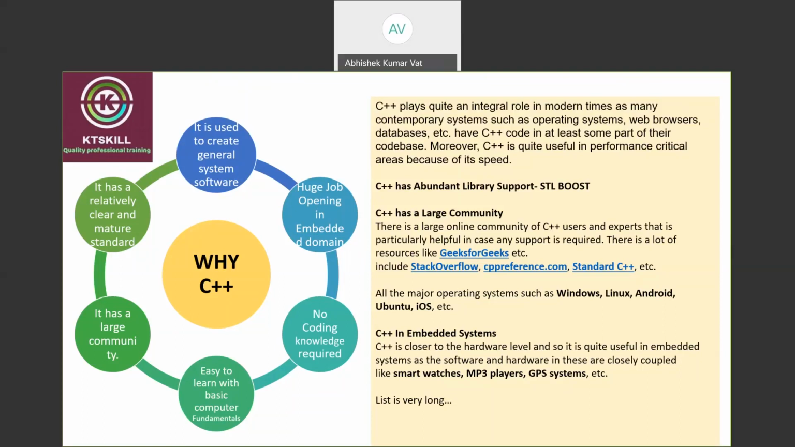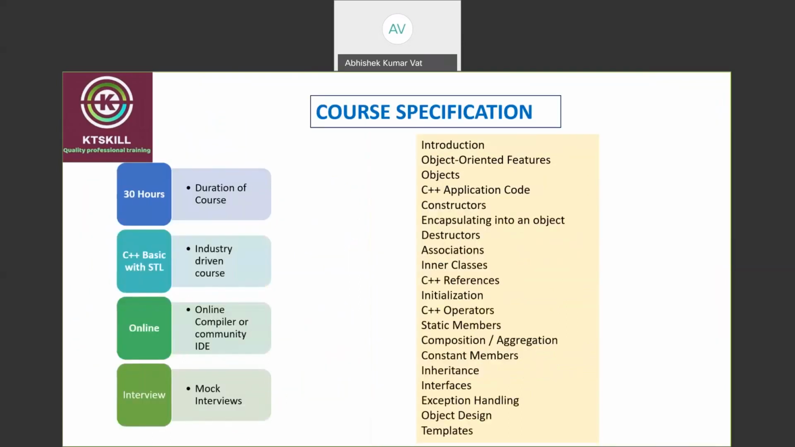And again, C++ has a large community where people are contributing. Because of that, we have abundant library support in C++, like STL, Boost, curl. There are many libraries already available. The list is going to be very long, and if I go on to explain it, it will take too much time.